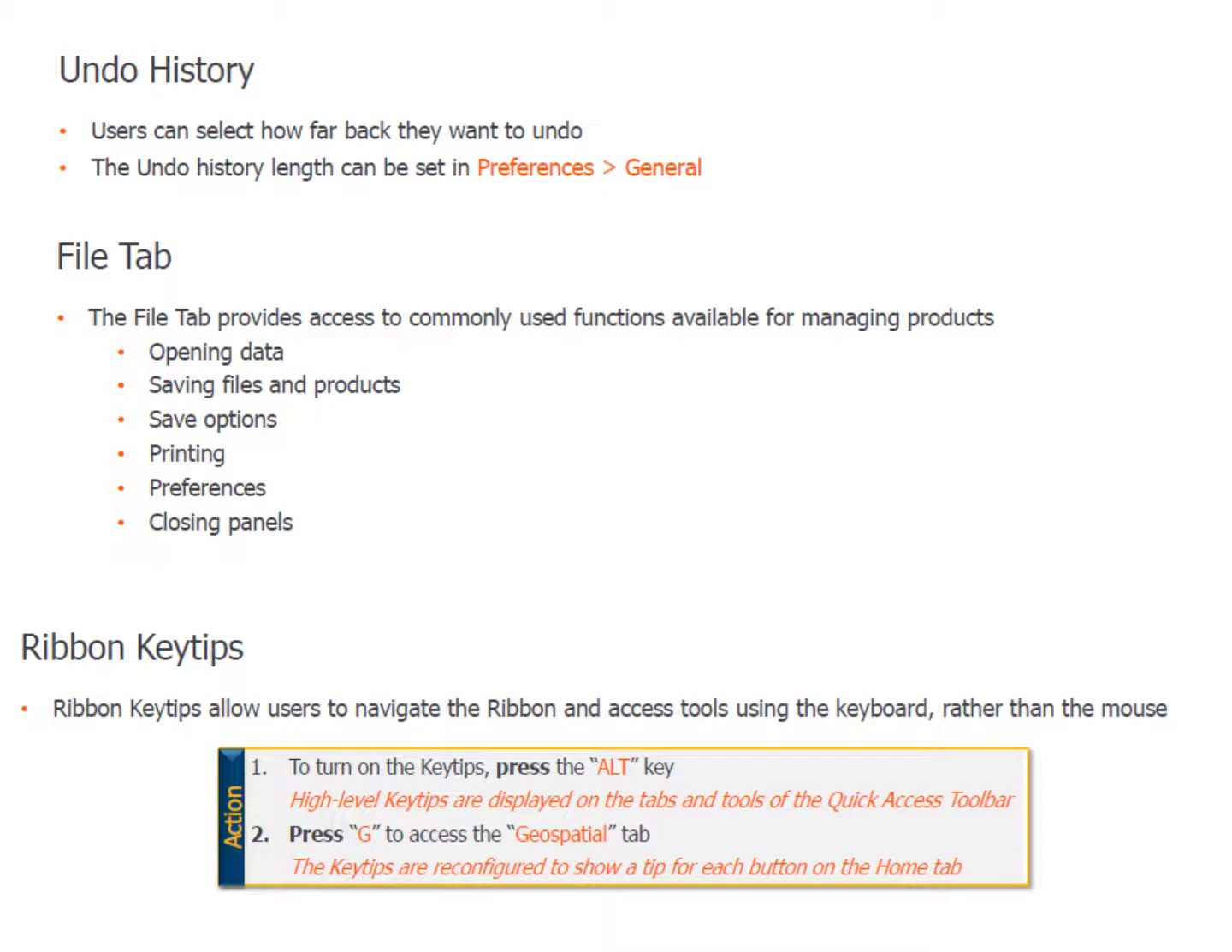File tab. And I want to talk a little bit about ribbon key types. Ribbon key types allow you to navigate the ribbon and access tools using the keyboard rather than the mouse. And so basically what happens is you have these hotkeys where you can hit certain keys or certain combinations, and it'll bring some of the actions in, allowing you to do more without using your mouse.